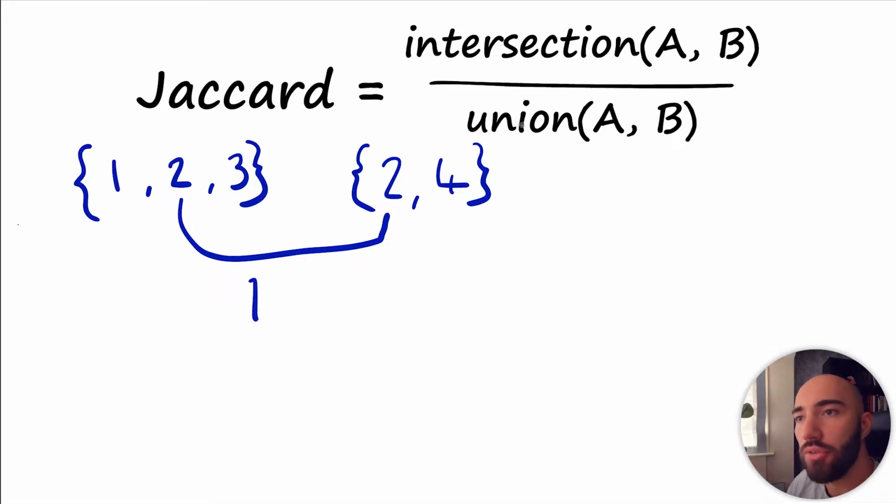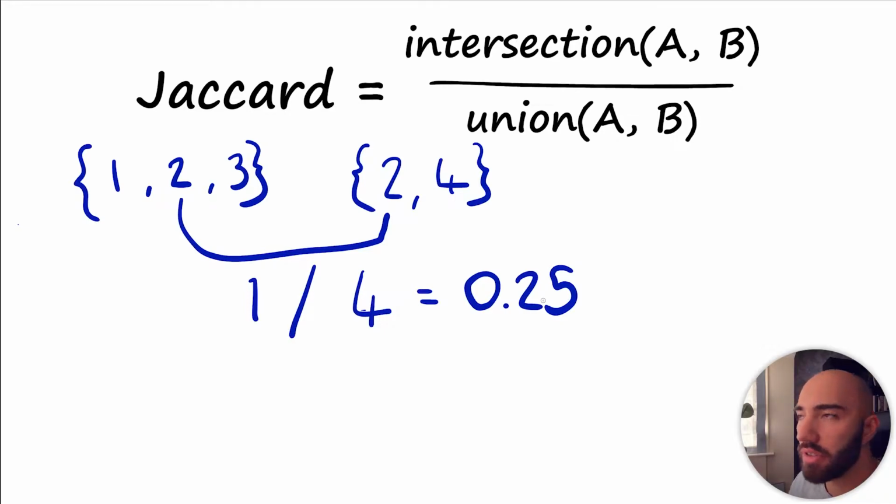And then we also have the union up here. Now the union is still a set, so if we union all of these, we would get a total of 4 items, because we have 1, 2, and then we have 2 over here again, so that just creates 1 item. Then we have 3 and 4, so altogether that's 4. We divide 1 by 4 and we get a Jaccard similarity of 0.25.